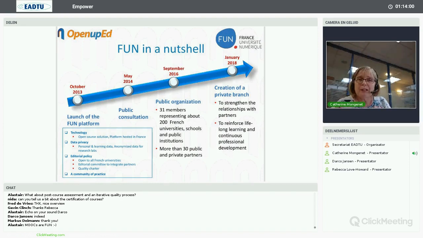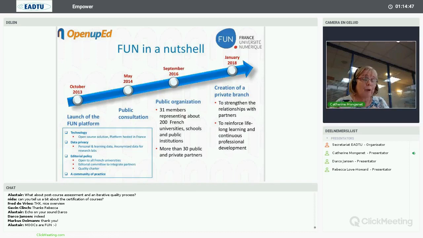From the very beginning, we decided collectively with our partners to have a very strong editorial policy. So we have an editorial committee, which is in charge of giving a go for universities and partners who want to join. FUN is a platform that serves institutions, teaching institutions, public or private, whose main work is to provide courses or knowledge for the learners. So they are in charge of part of the quality assurance in the whole process.